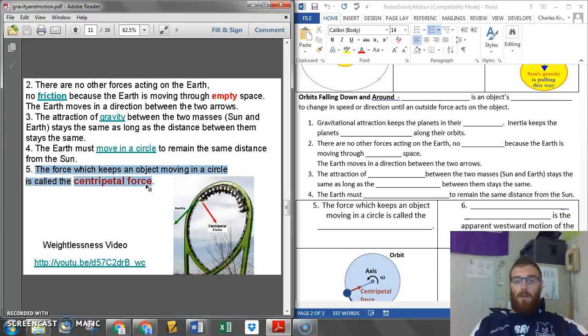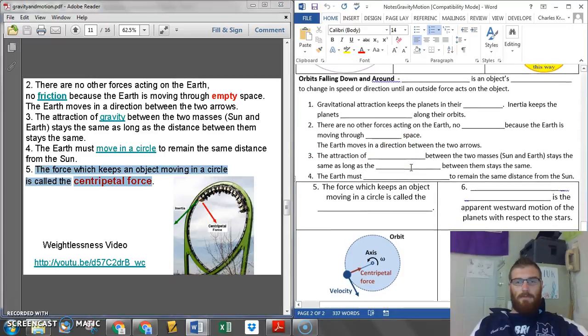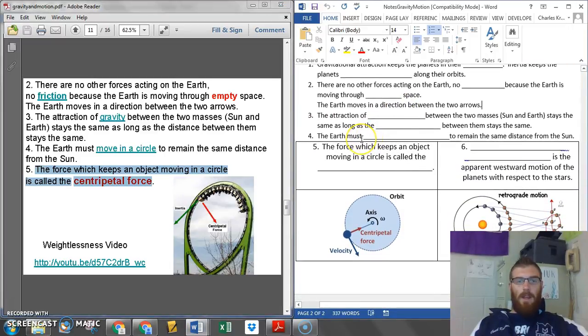Think about if you were to have a bucket of water and you were to fling the bucket of water around your head, the water stays in that bucket due to centripetal force. These videos that are in the link here will be posted on the website so you can see that. So Earth must maintain a circle in order to remain at the same distance from the sun.